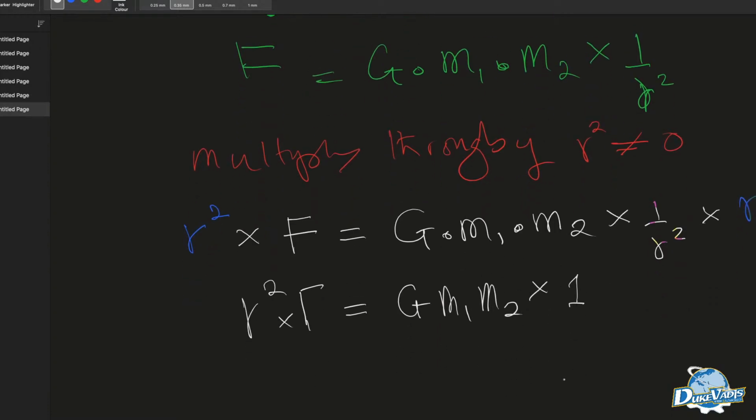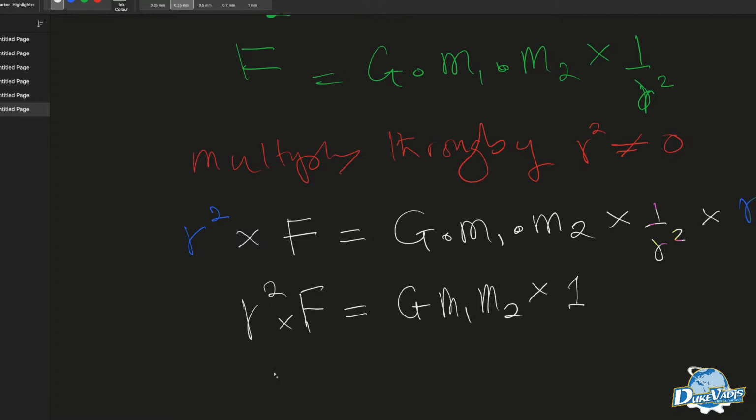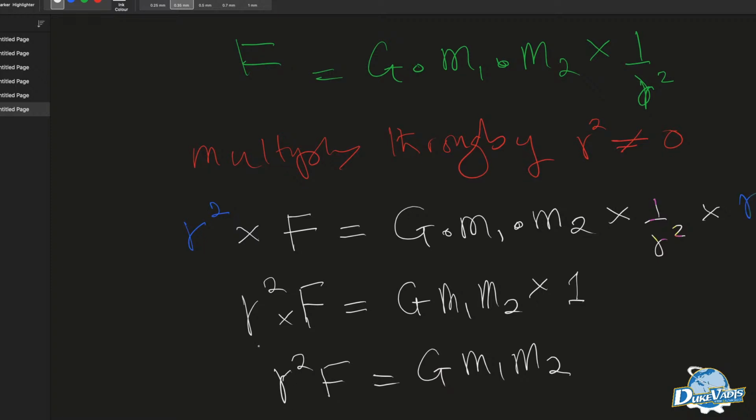Okay, so our r squared f is equal to G m1 m2. Once again, our interest was to make r the subject. So we are going to divide through by f.